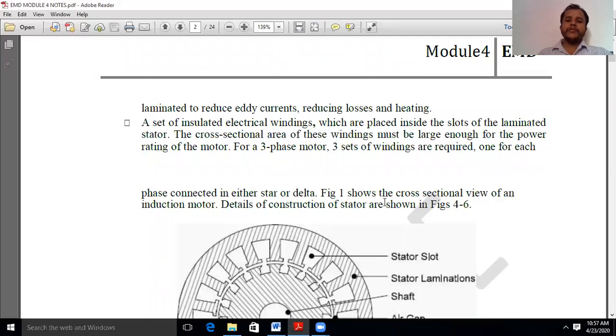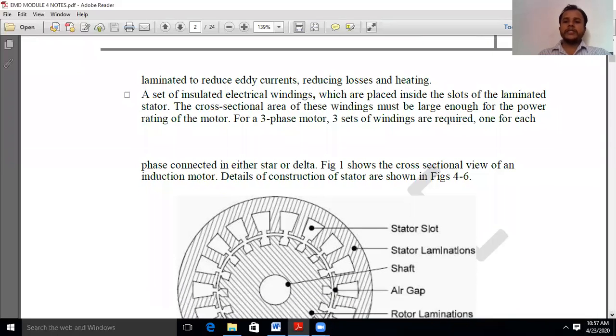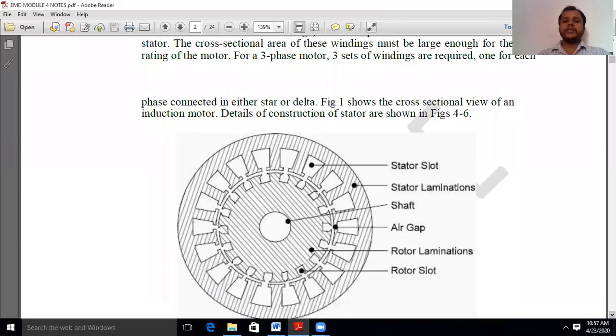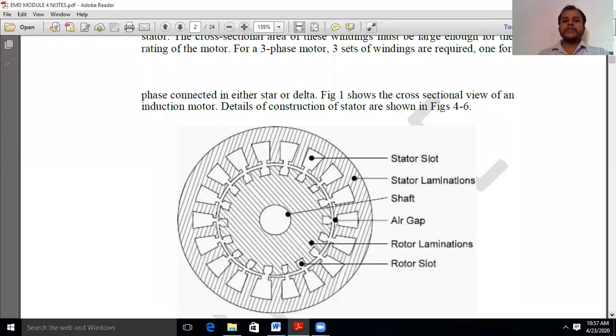The figure below shows the cross-sectional view of an induction motor. In this case, there is a stator, the outermost part, and there is a rotor. There are stator slots, and there are also rotor slots, and there is some air gap between the stator and the rotor.